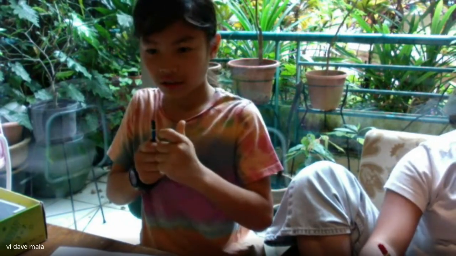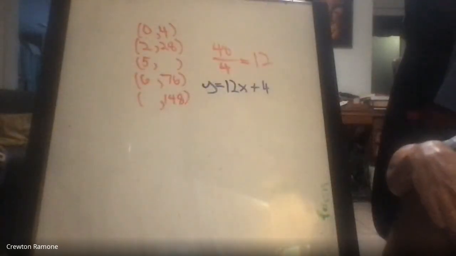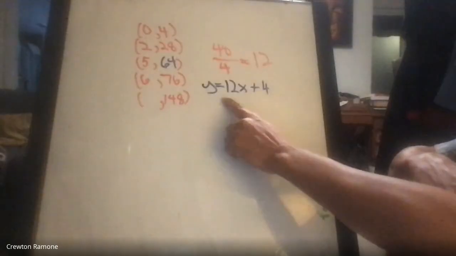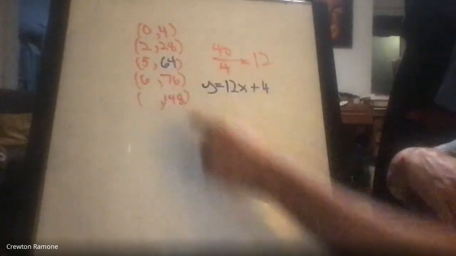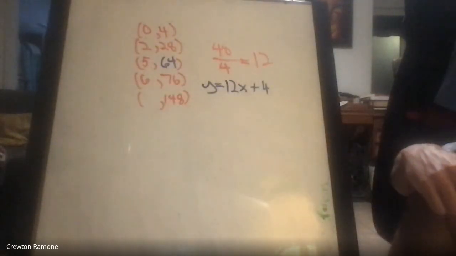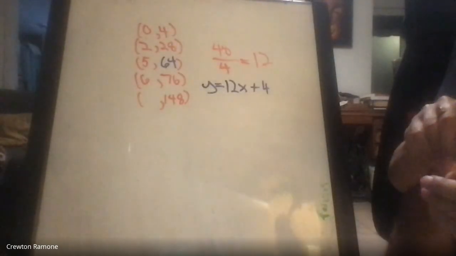How much? 60. What happened to the 4? 64. Oh, why? Because they started with 4, so after the 4 is still going to be there. And she's right. 5 times 12 is 60. All right, so now how long does it take to make 148?